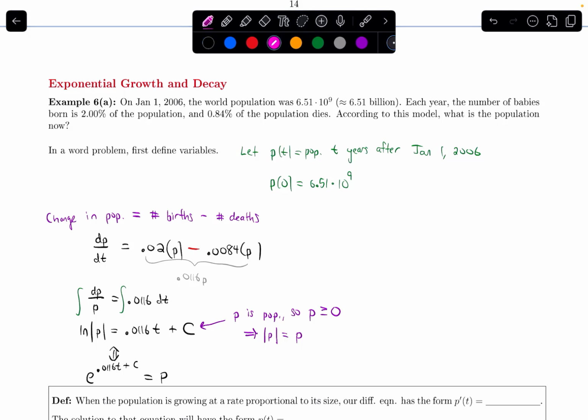I could also have gotten that by just doing e as the base on both sides. Then the e and the ln would have canceled to give me p on one side. And on the other side, I would have gotten this, which is what I have. So that's another way I could have gotten there. All right, so we have this.